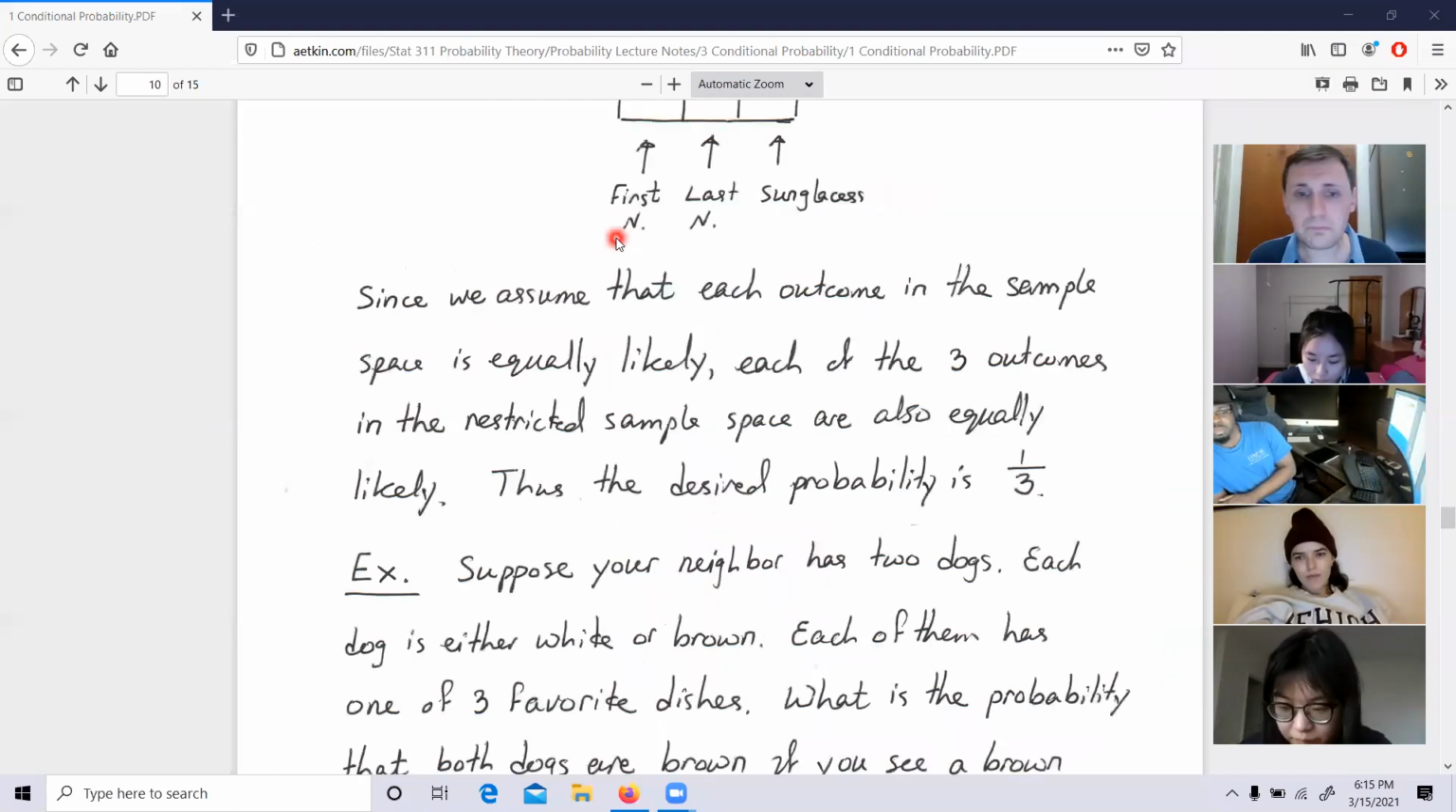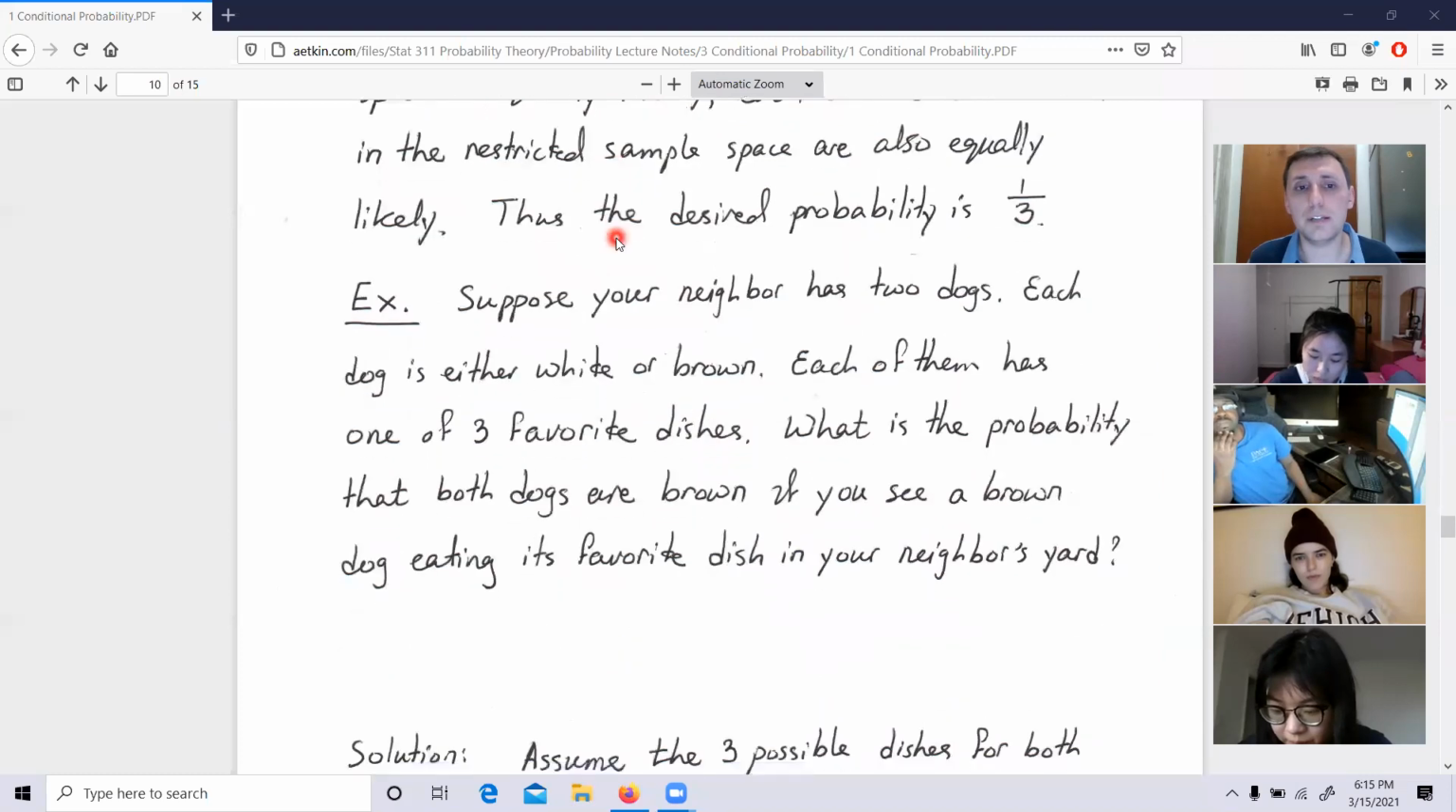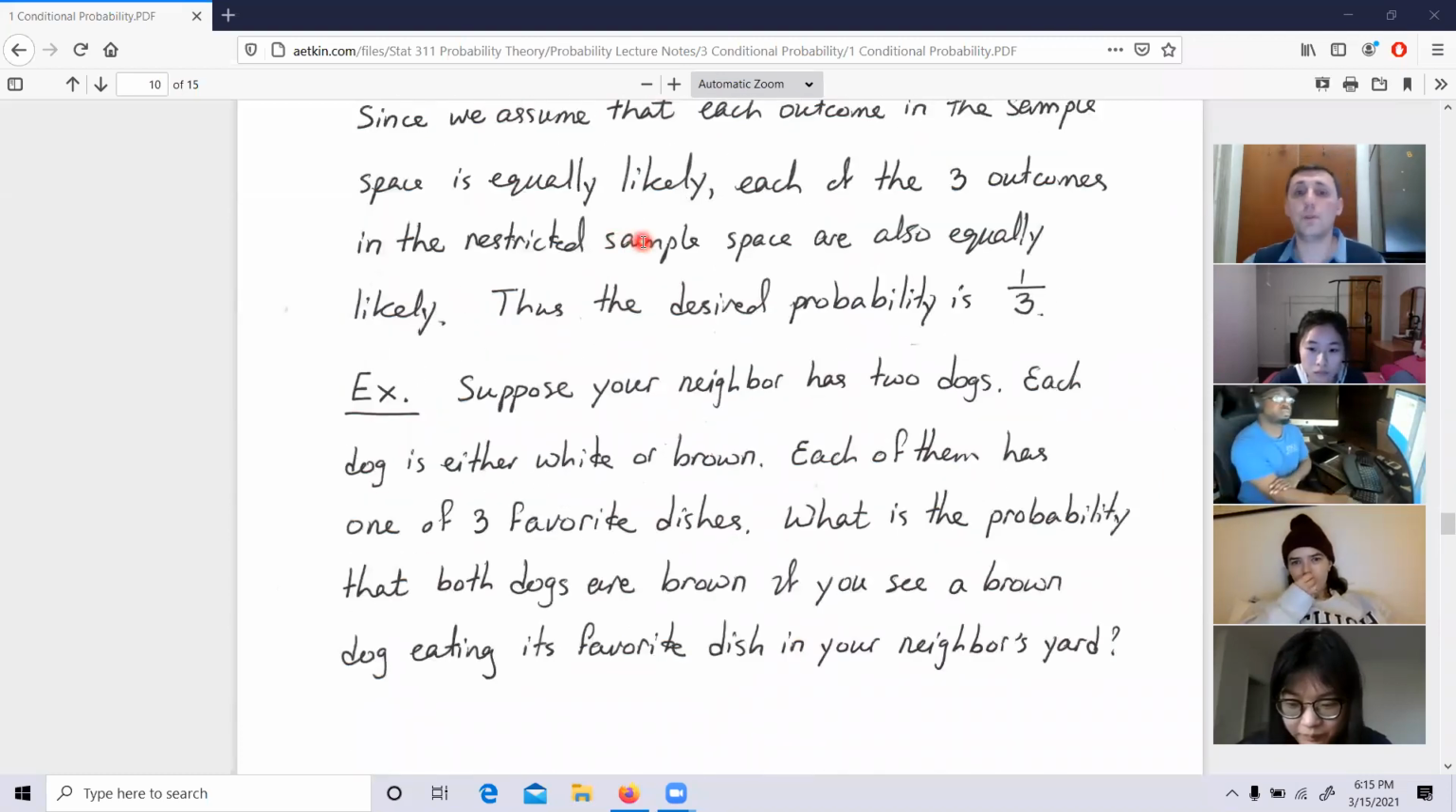Now, here is another example, guys, and think about it carefully. So suppose your neighbor has 2 dogs. Each dog is either white or brown. Each of them has one of 3 favorite dishes.